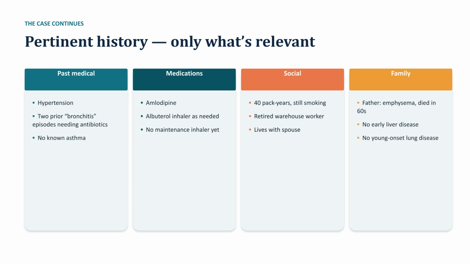With 40-pack years of smoking and a family history of emphysema, we need to consider both the environmental impact of tobacco and the potential for underlying genetic factors like alpha-1 antitrypsin deficiency, despite the lack of early liver symptoms.